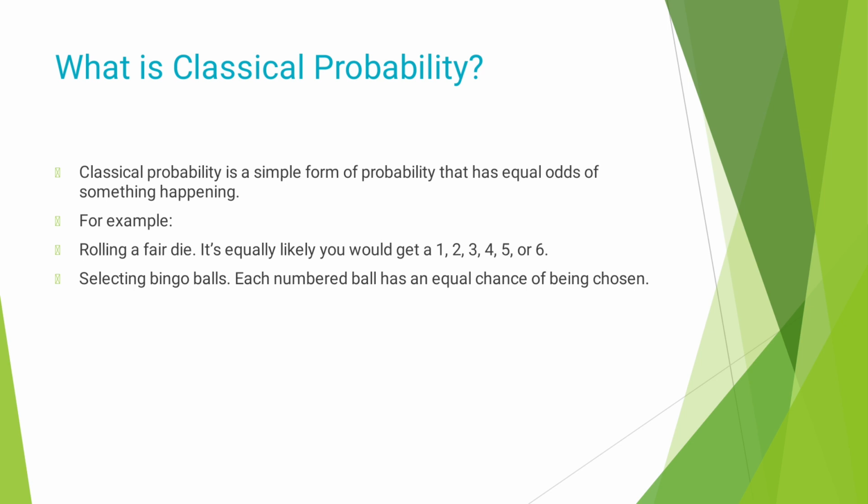What is classical probability? Classical probability is a simple form of probability that has equal odds of something happening. For example, rolling a fair die, it is equally likely that you could get a 1, 2, 3, 4, 5 or 6. Selecting bingo balls, each numbered ball has an equal chance of being chosen.